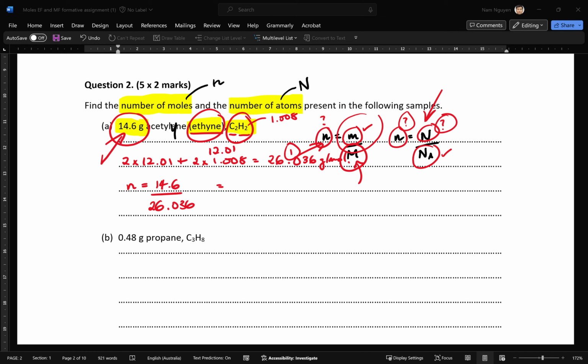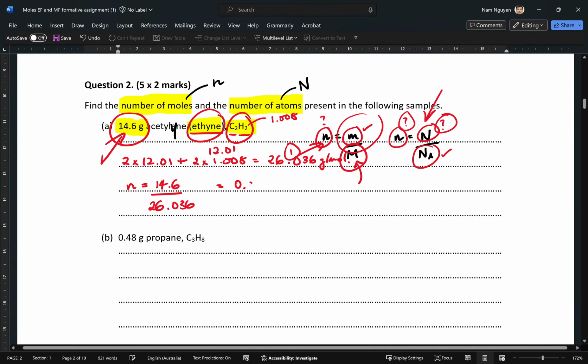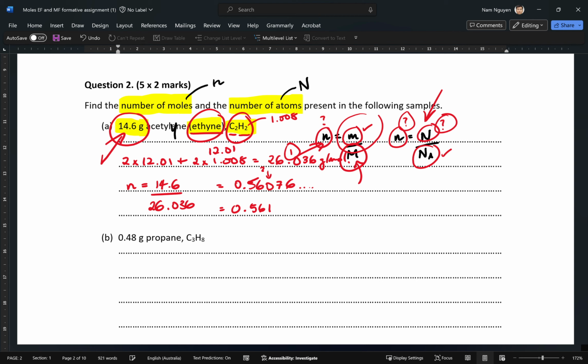So 0.56076, 3 significant figures. I'll explain that another time. 0.561, because this is the third significant figure. Okay, so that's the number of moles of ethyne that we have.